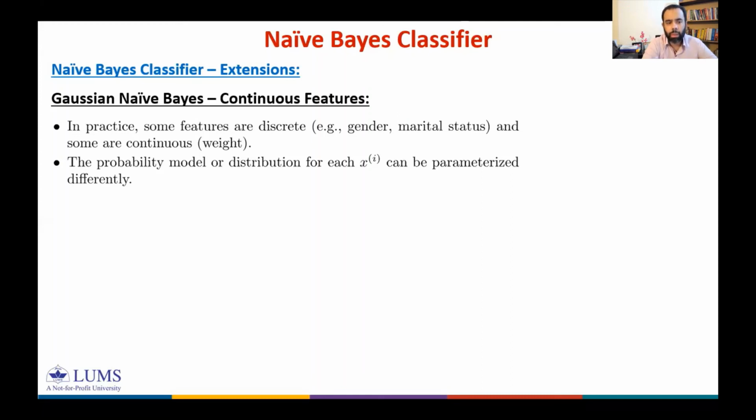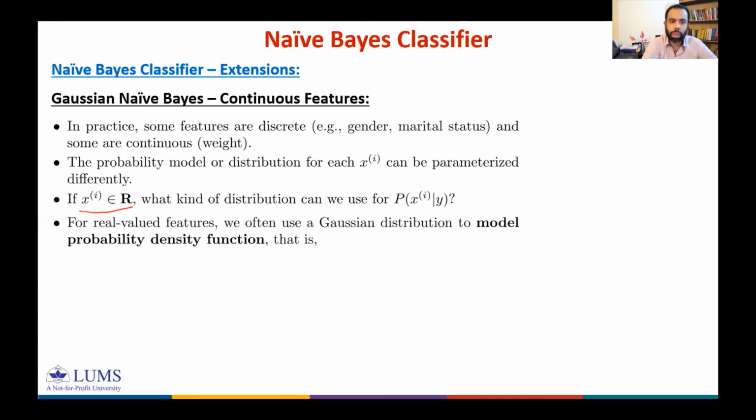Very often, when we have a continuous feature, when xi belongs to R, we use a Gaussian distribution to model the probability density function of a real-valued feature. So for a real-valued random variable, we use a Gaussian distribution to model the probability density function.